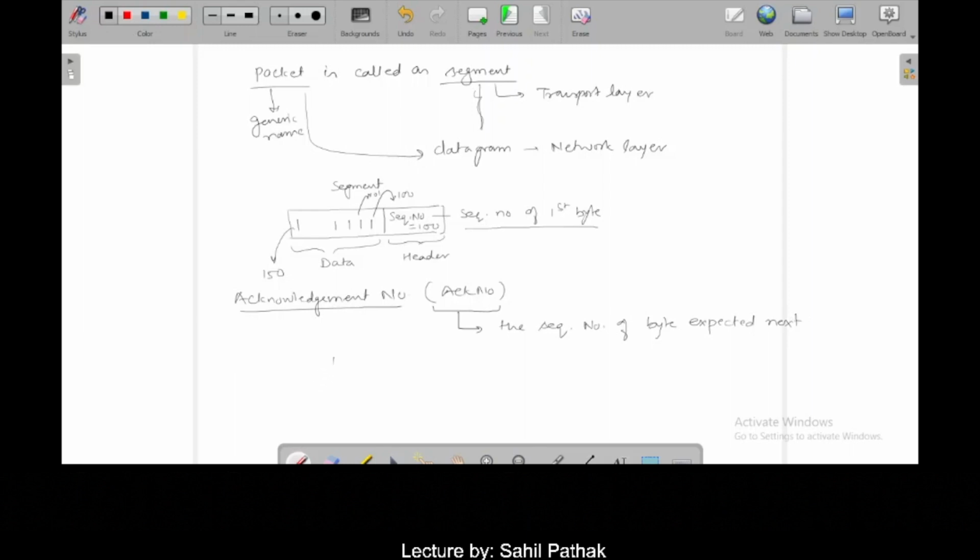What I'm trying to say, let's say we have this sender and we have receiver. Let's say the byte with sequence number 100 वाला आपका जो बाइट है वो सेंड किया गया है. So when the receiver is going to send the ACK or acknowledgement, acknowledgement में जो आपका acknowledgement number होगा, that is going to be the sequence number of the next byte. जो next byte का sequence number होगा, that is something the receiver is expecting. So it could be 101, so it would be something like this.